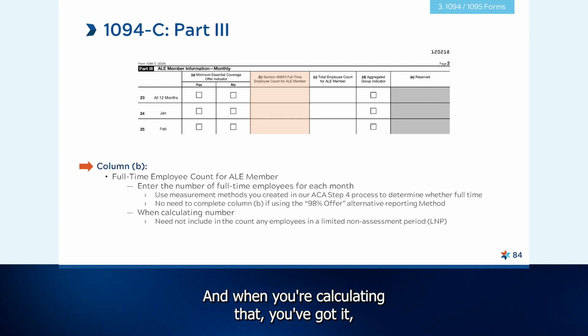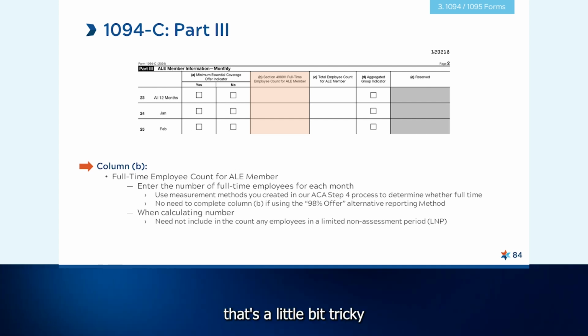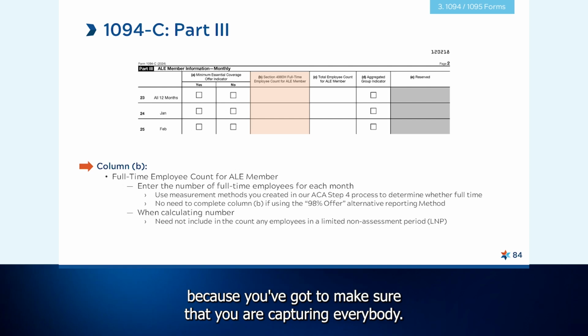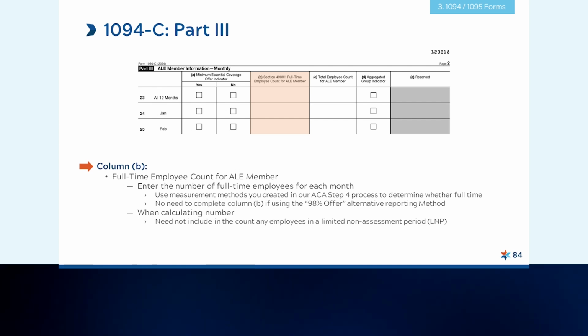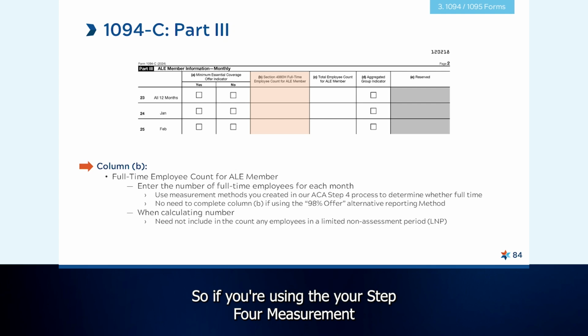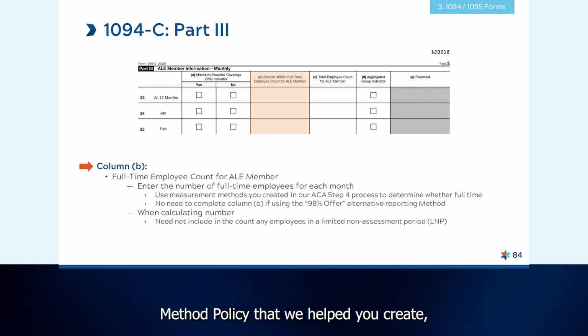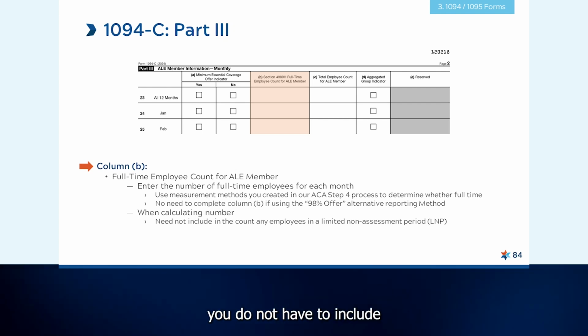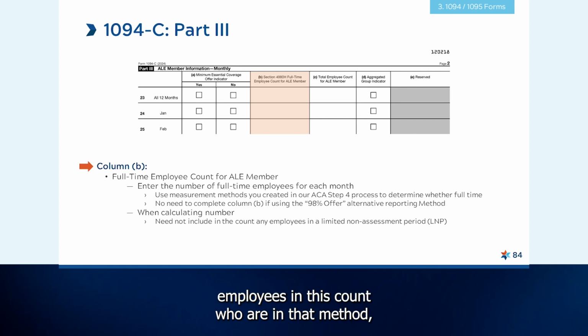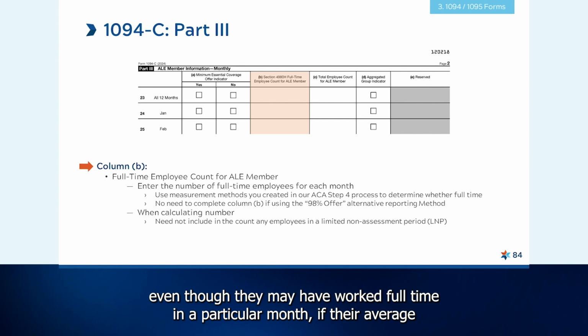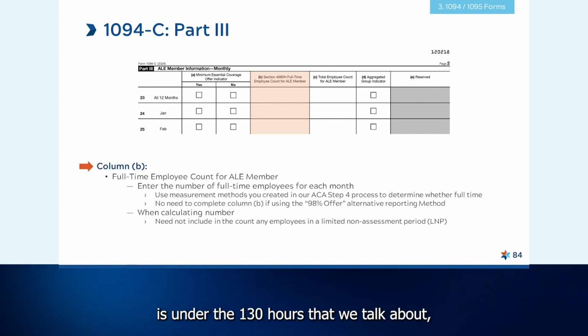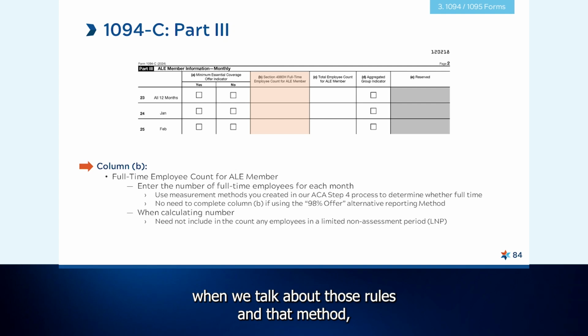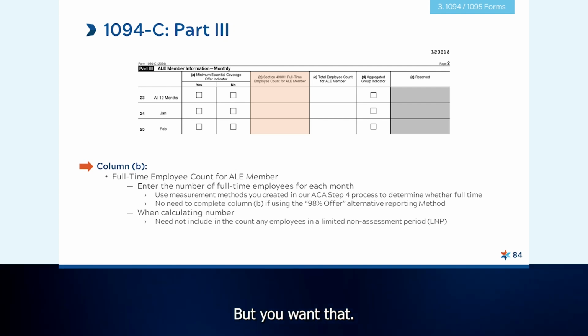And when you're calculating that, that's a little bit tricky because you've got to make sure that you are capturing everybody. So if you're using your step 4 measurement method policy that we helped you create, you do not have to include employees in this count who are in that method, even though they may have worked full-time in a particular month. If their average is under the 130 hours that we talk about when we discuss those rules and that method, then you don't have to include them in the count. But it's just a bit of a pain column.